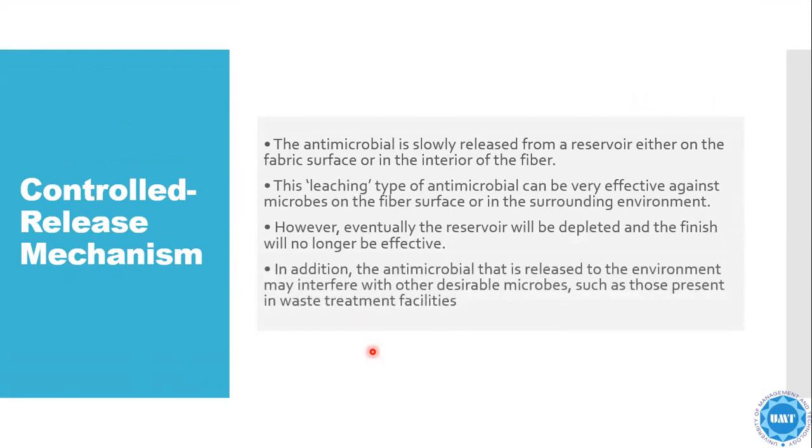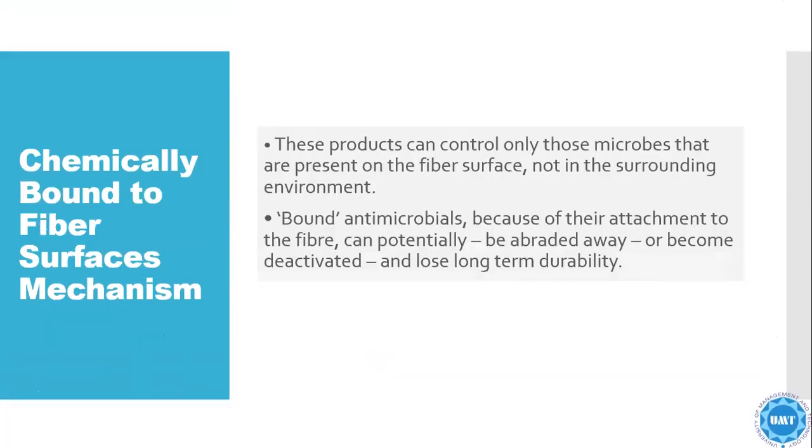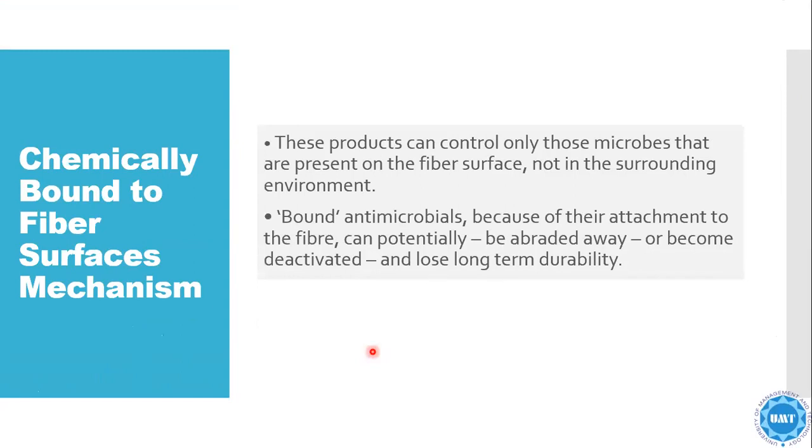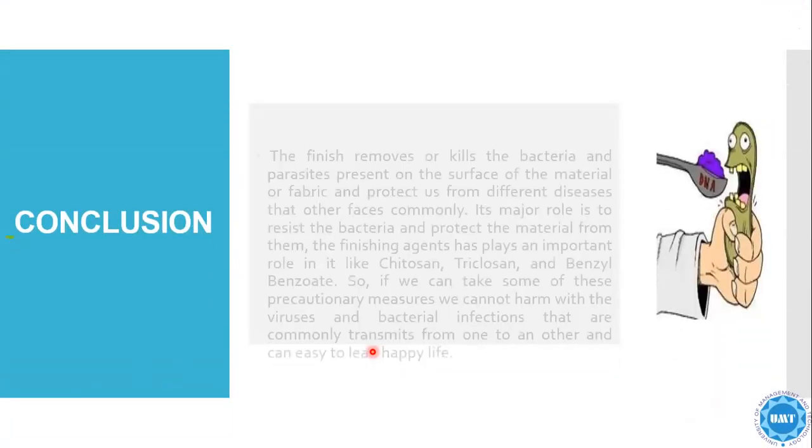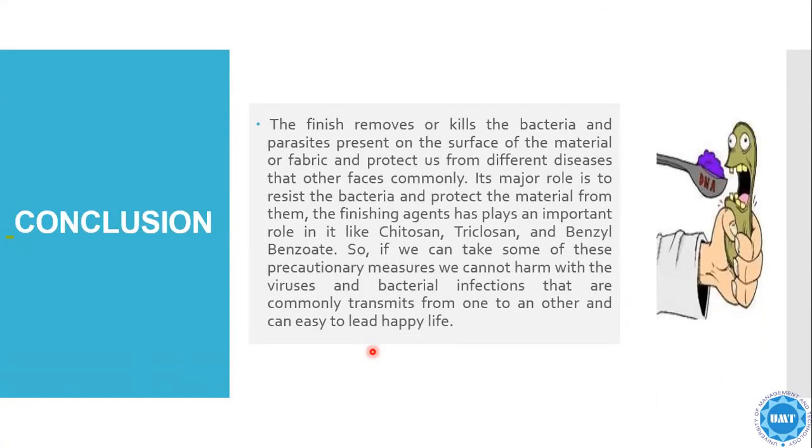In addition, the antimicrobial that is released to the environment may interfere with other desirable microbes, such as those present in waste treatment facilities. The second method is the one in which they are chemically bound to the fiber surface. These products can control only those microbes that are present on the surface of the fiber, not in the surrounding environment. Bound antimicrobials, because of their attachment to the fiber, can potentially be abraded away, become deactivated, or lose long-term durability.